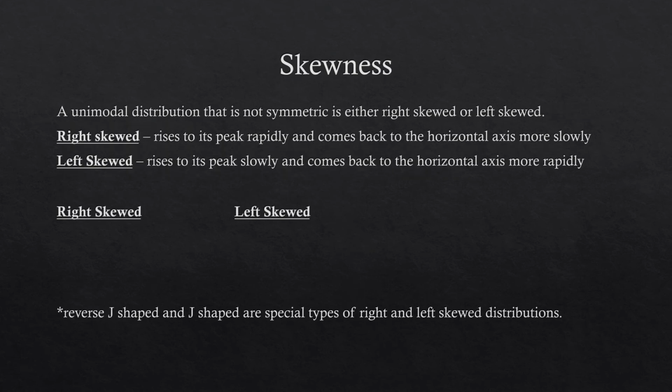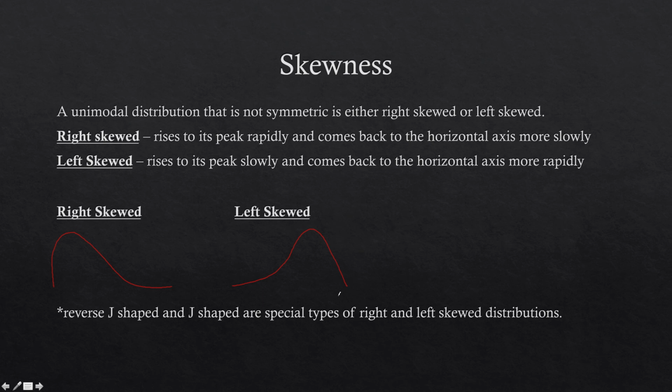Skewness. A unimodal distribution that is not symmetric is either right skewed or left skewed. Let me say that again. A unimodal distribution that is not symmetric is either right skewed or left skewed. Now, right skewed is where we rise to a peak rapidly and then come back to horizontal slowly. So rise to a peak rapidly, come back to horizontal slowly. That would be right skewed. Left skewed rises to a peak slowly and comes back to horizontal rapidly. Okay, right skewed versus left skewed.